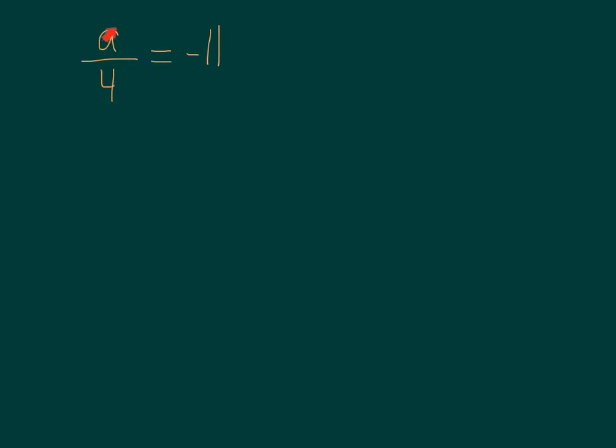This is A divided by 4 equals negative 11. Okay, so what's the goal? The goal is to get A by itself. And so I start looking around and I see that 4 is attached to A via division. What's the opposite of division? Multiplication. So I'm going to multiply on both sides by the value that I see, 4.